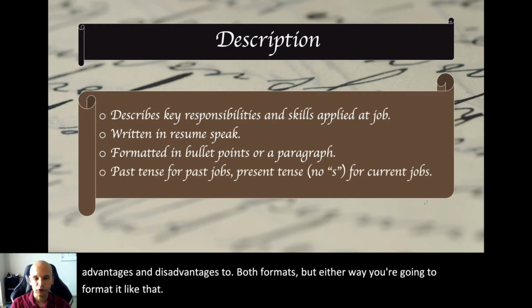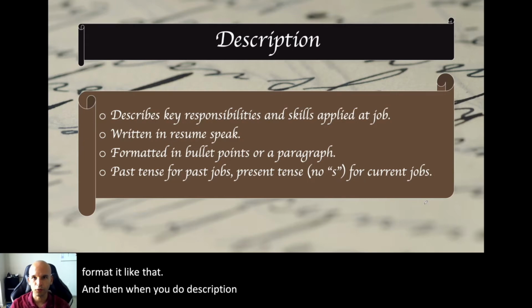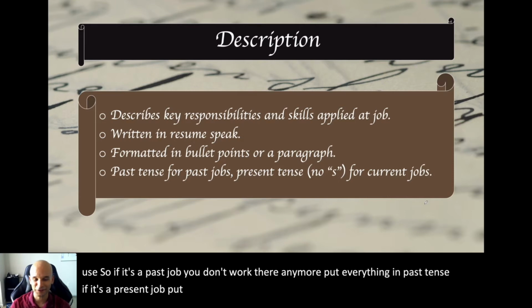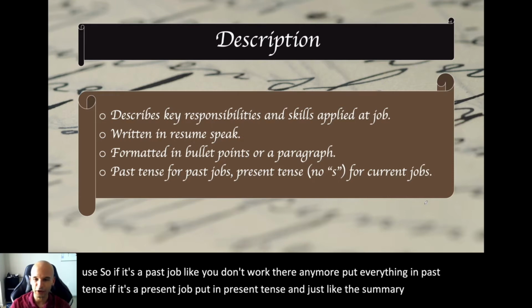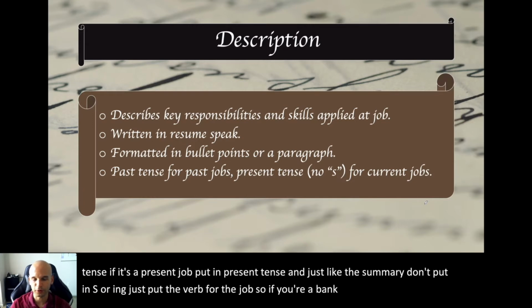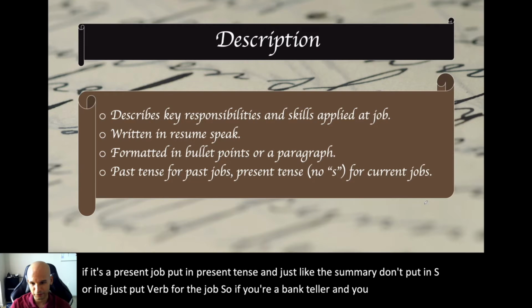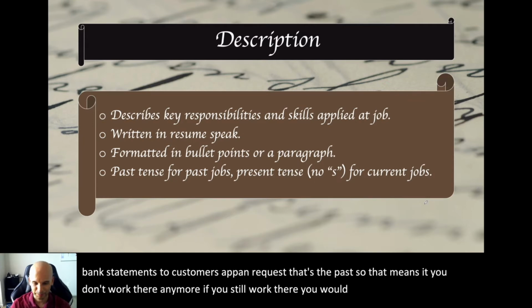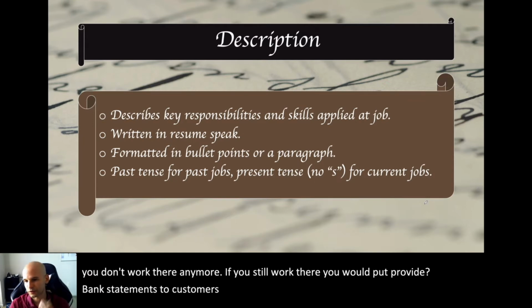And then when you do description, there's always that question, so what tense do I use? If it's a past job, like you don't work there anymore, put everything in past tense. If it's a present job, put it in present tense. And just like the summary, don't put an S or ing, just put the verb for the job. So if you're a bank teller and you provided bank statements to customers upon request, that's the past. So that means you don't work there anymore. If you still work there, you would put provide bank statements to customers upon request. So that's the present tense, provide.